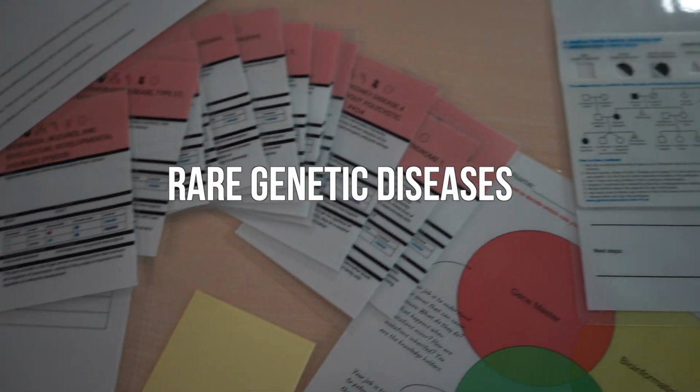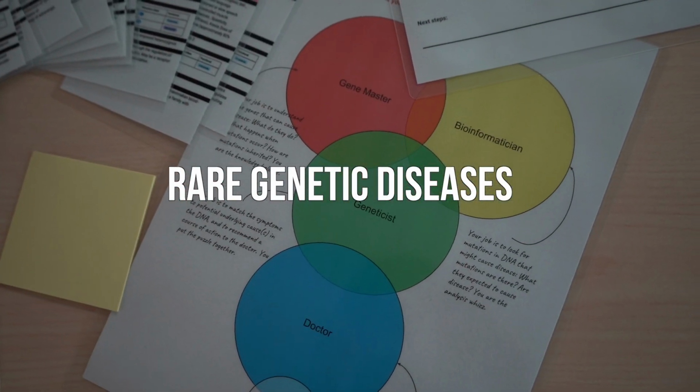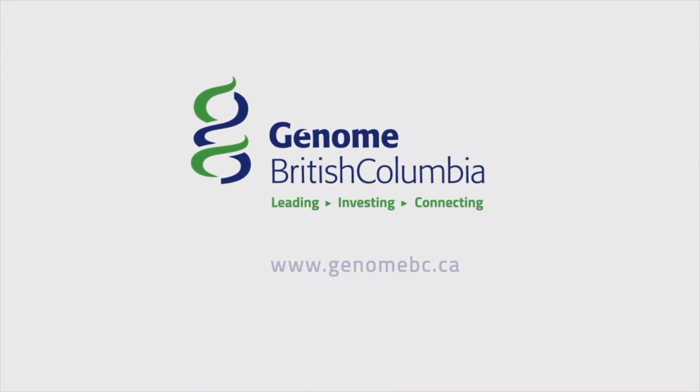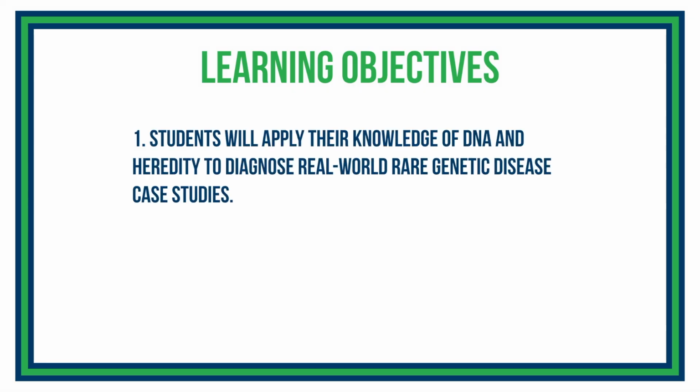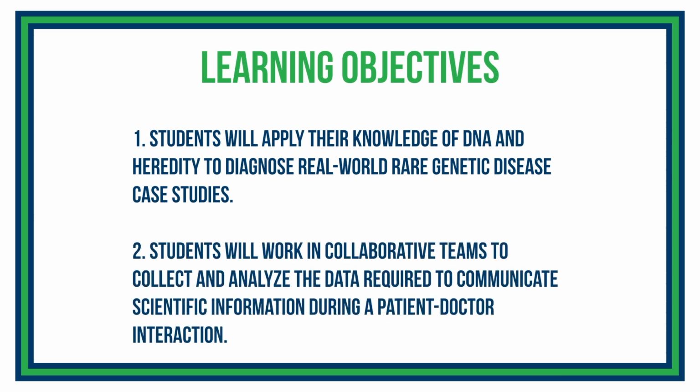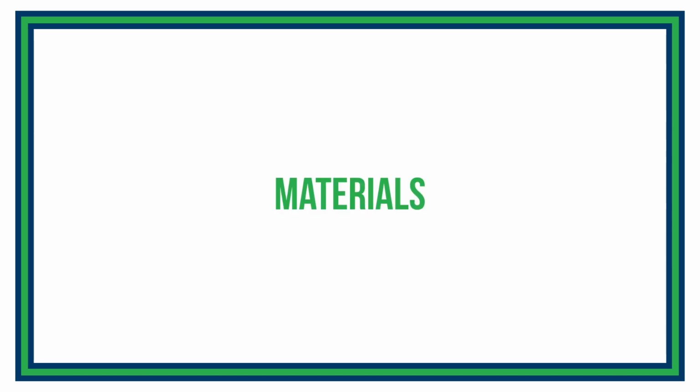Today we're going to be looking at the activity Rare Genetic Diseases. This activity has two main learning objectives. So first, students will apply their knowledge of DNA and heredity to diagnose real-world rare genetic disease case studies. And second, students will work in collaborative teams to collect and analyze the data required to communicate scientific information during a patient-doctor interaction.